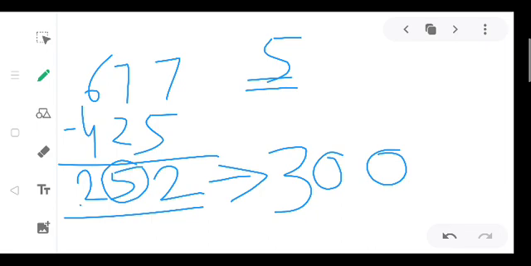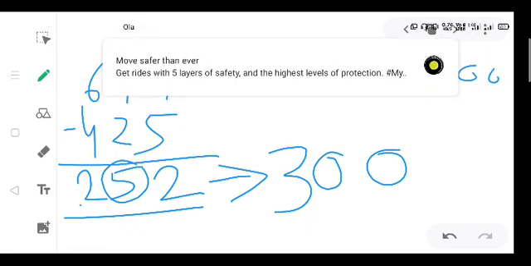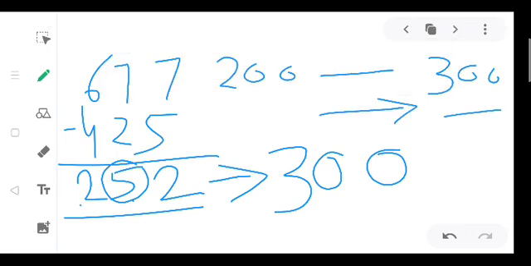Okay, because 252 lies between the counting of 200 to 300, and its tens place digit is 5. That's why it is rounded off to 300, the greater 100. If it is less than 5, then it will round off to the smaller 100. Clear?